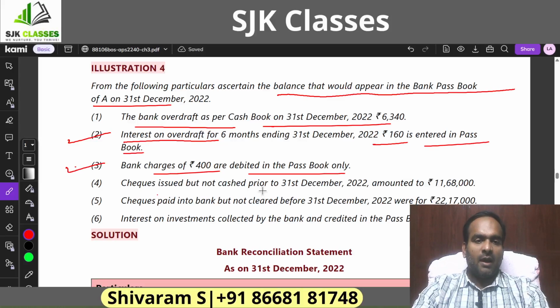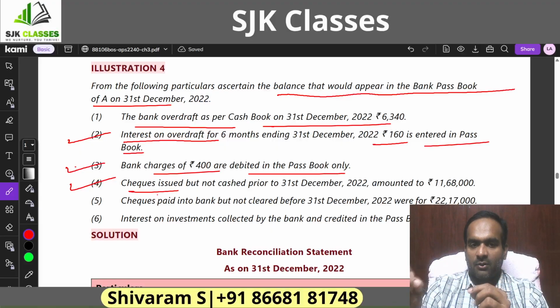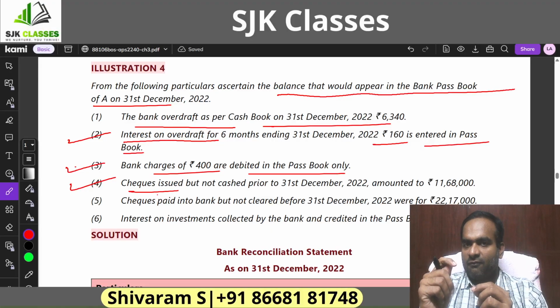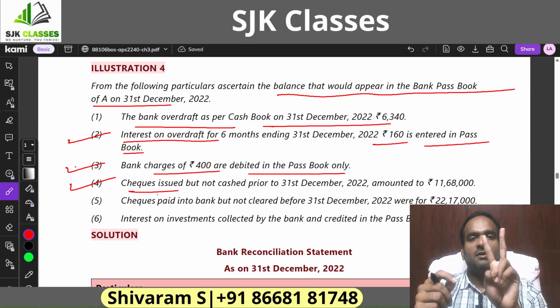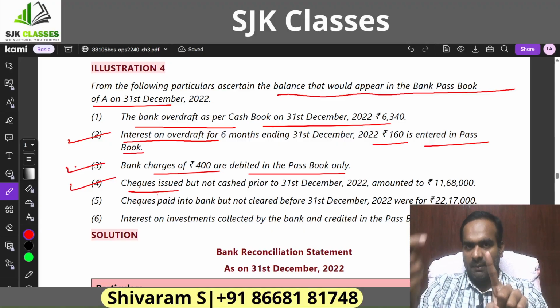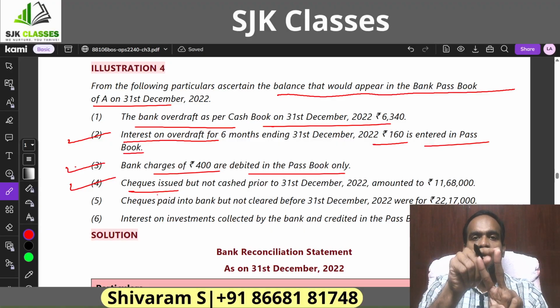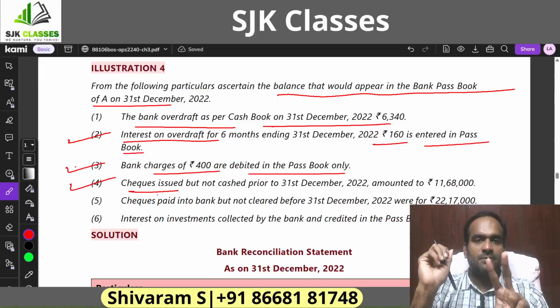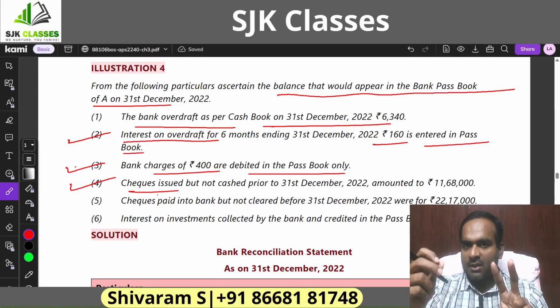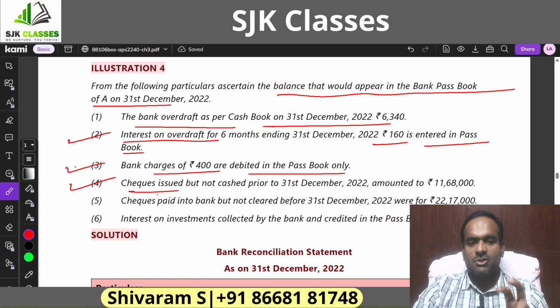Next one. After bank charges, what is the next point? The fourth point is checks issued but not cashed prior to December, amounted to 11,68,000. Now, what is the meaning here? Checks issued. When you read this phrase, as I told you, you have to check for two points. The first point is whether it is a receipt or a payment. The second point is in which book the amount is captured. Now tell me, checks issued, is it a receipt or payment? When we issue the check, it's a case of payment only. So checks issued means it's a payment.